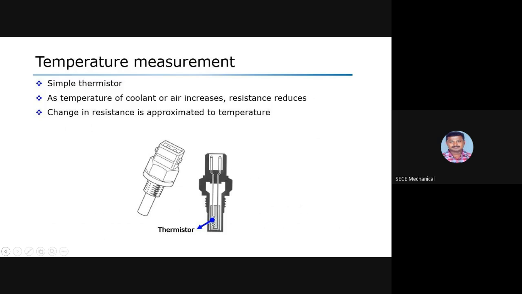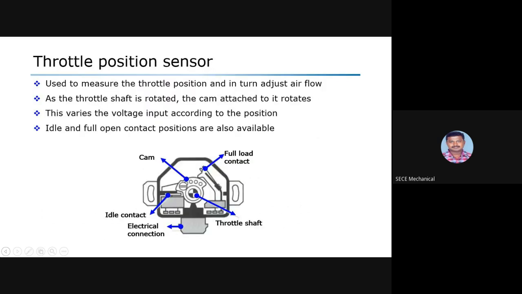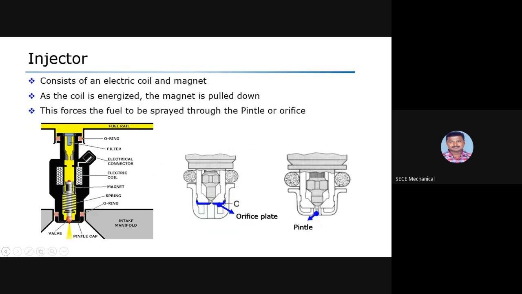For temperature measurement, we use a simple thermistor. As the temperature of coolant or air increases, the resistance reduces. This change in resistance is approximately proportional to temperature. The throttle position sensor is used to measure the throttle position and in turn adjust airflow. As the throttle shaft is rotated, the cam attached to it also rotates, and this varies the voltage input according to the position of the cam. The idle and full open contact positions are also available in this throttle position sensor.